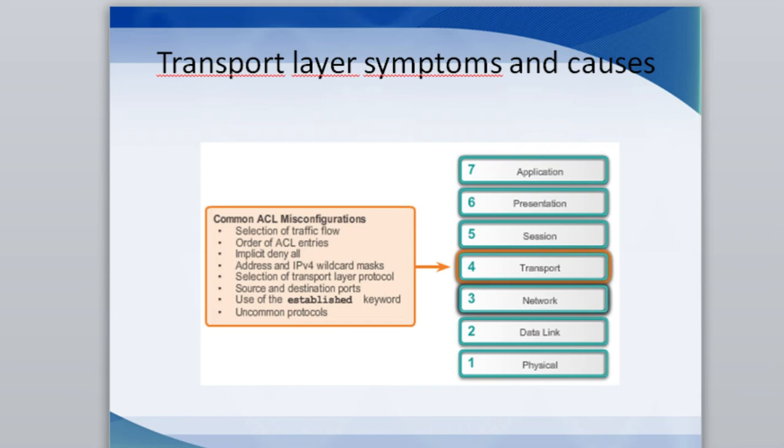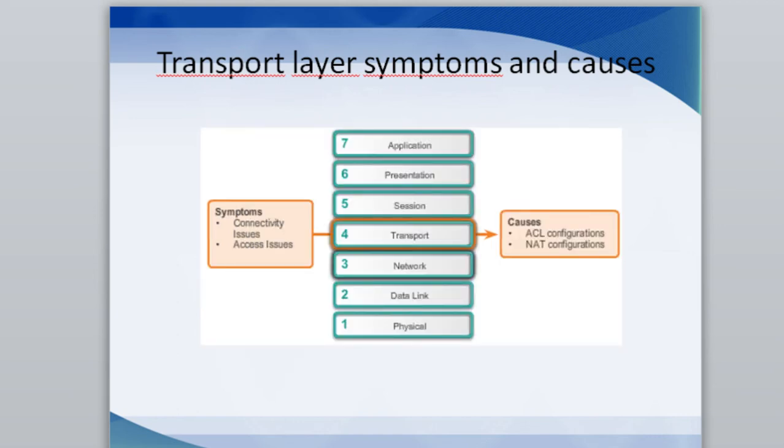Perhaps there is something happening with the layer or ports that you selected. You didn't use the established keyword correctly. Those are some of the most common access control list misconfigurations. Well, the NAT configurations could be a little bit trickier because of the nature of NAT, so we're not seeing that in full detail.